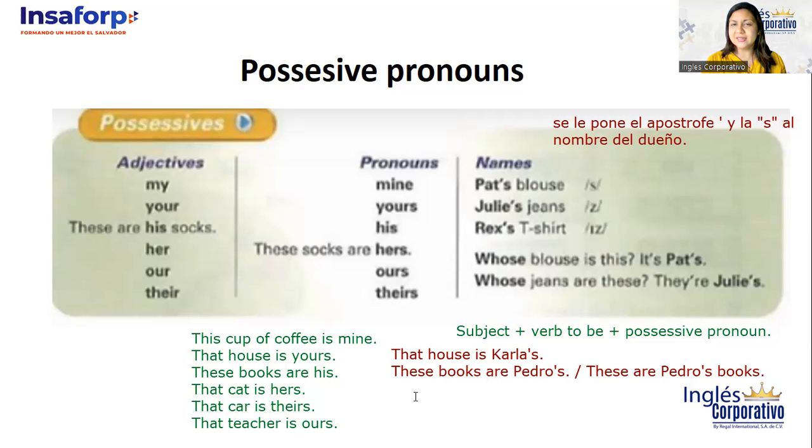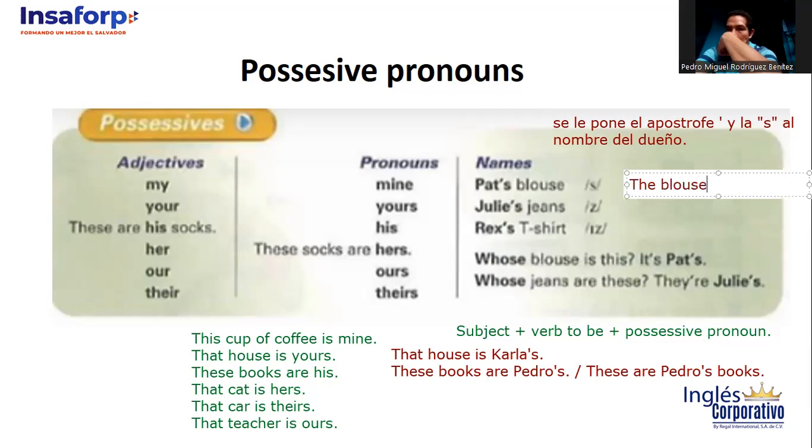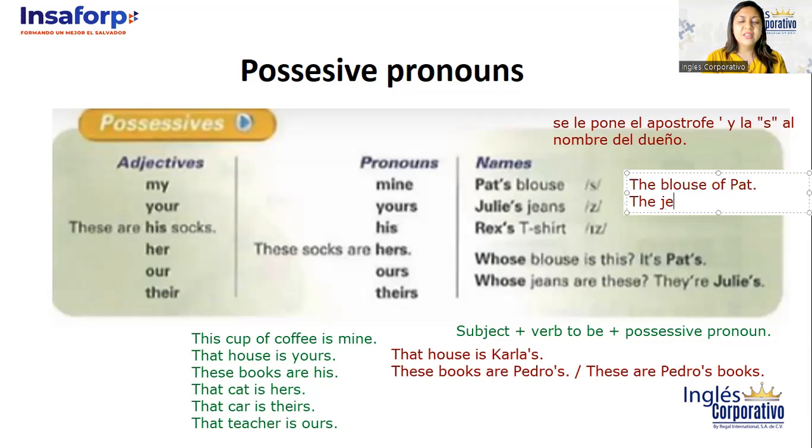los que hablan inglés, si se fijan, todo lo hacen contractado, por eso hay muchas contractions como here is, here's, o she is. Todo lo hacen contractado. Pero en este caso, en vez de, por ejemplo, aquí está, Pat's blouse, sería, de la otra forma, the blouse of Pat. Es más largo. Julie's jeans, the jeans of Julie. Rex's t-shirt, the t-shirt of Rex.